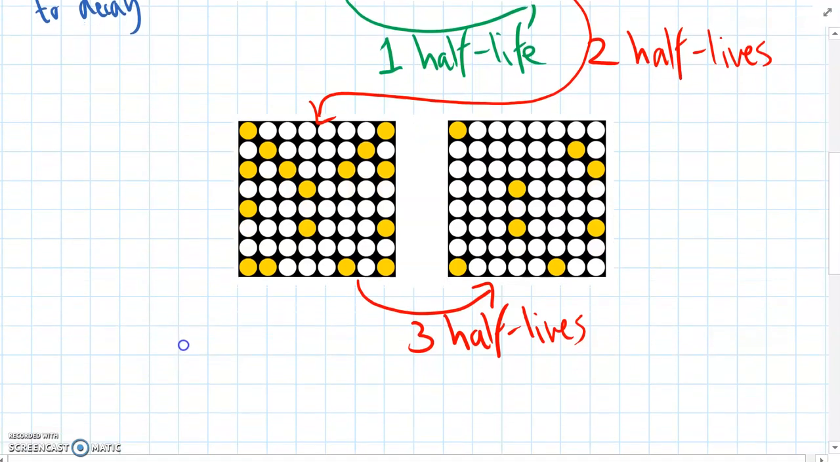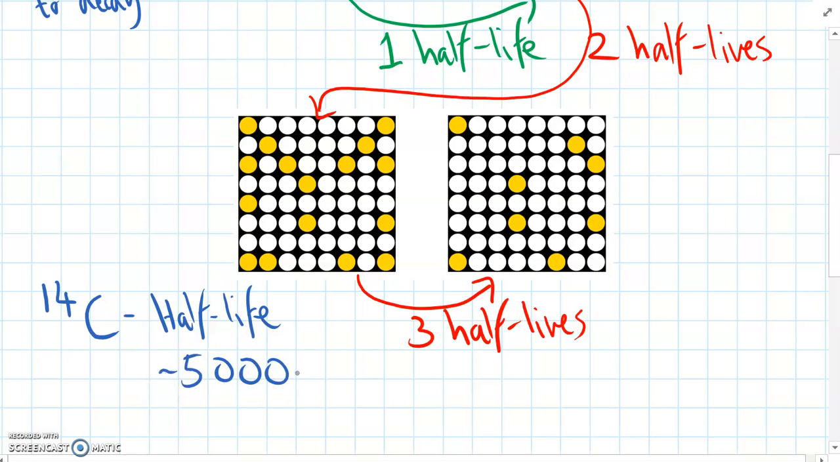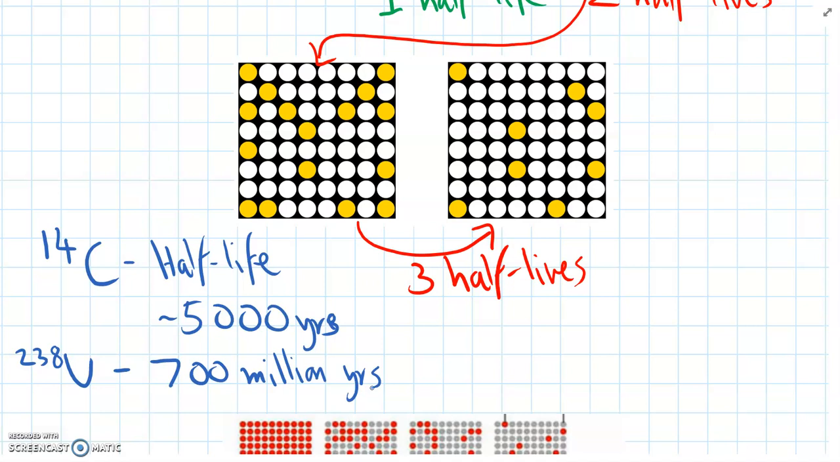So the half-life of different radioactive isotopes can differ a lot. We've seen carbon-14 before, and its half-life is about 5,000 years. Whereas something like uranium-238, its half-life is 700 million years. And other isotopes have a half-life of just a few minutes, or some even a few seconds. And these ones in nature will need to be produced by something like rays coming from the sun, because they'll break down and decay within a few seconds.